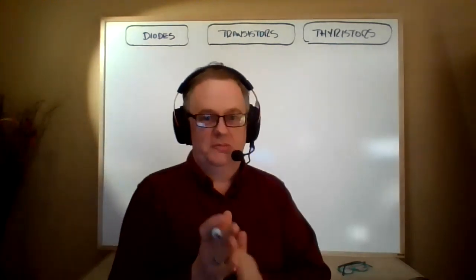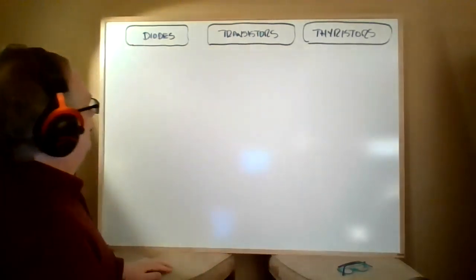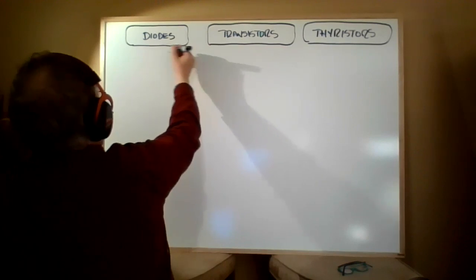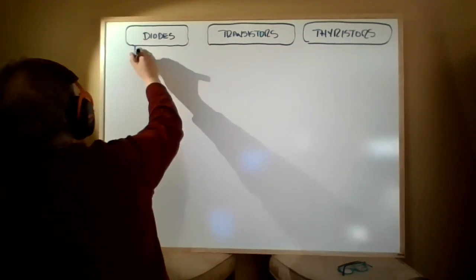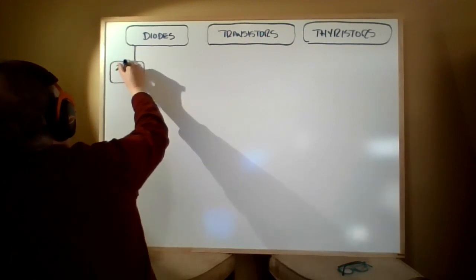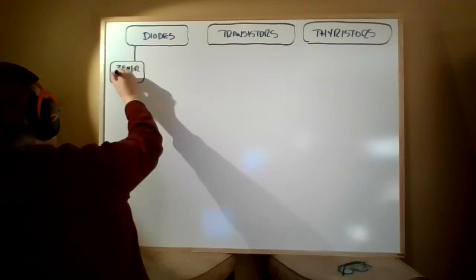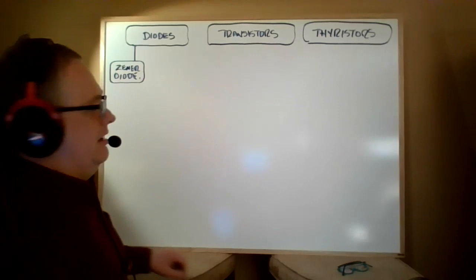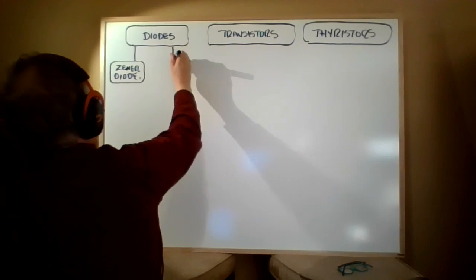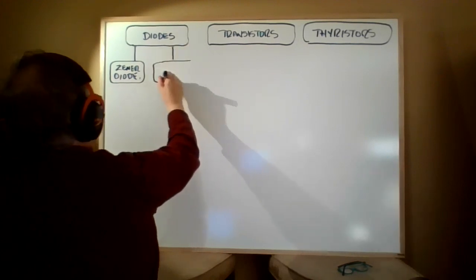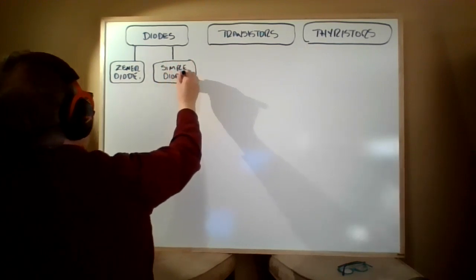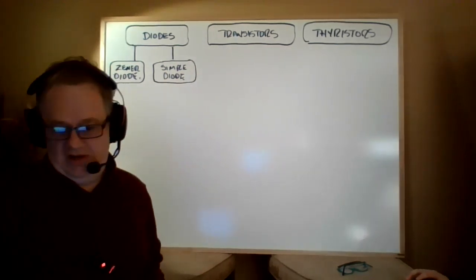Okay, let's start with the diodes. I'm going to continue on down through the flow. From the diodes, we're going to look at a specialty diode that is called a Zener diode. Some of you will recall that name, Zener diode. And we're also going to move into what's referred to as a simple diode. Very straightforward, just a PN junction diode.